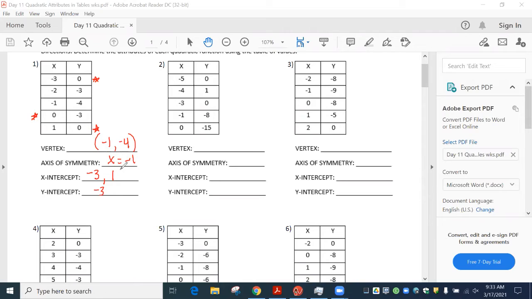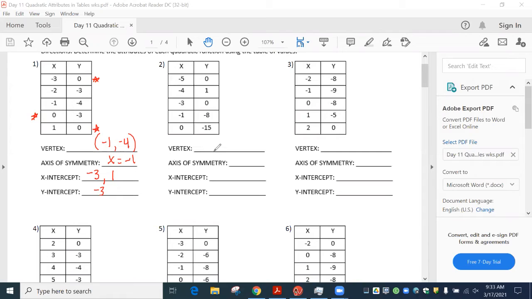So you identify your zeros, okay? And then you look at the other number, and if it's under the X, it's an X-intercept. If it's under the Y, it's a Y-intercept, okay? All right, so that's all that is right there. We're going to identify the vertex. The axis of symmetry is always going to be X equals the X coordinate, and then we identify our intercepts.